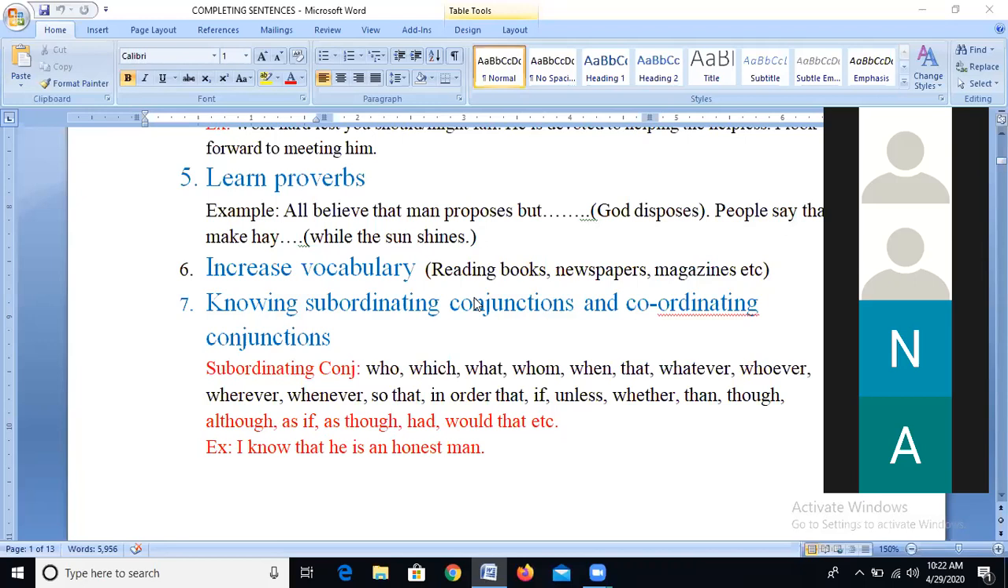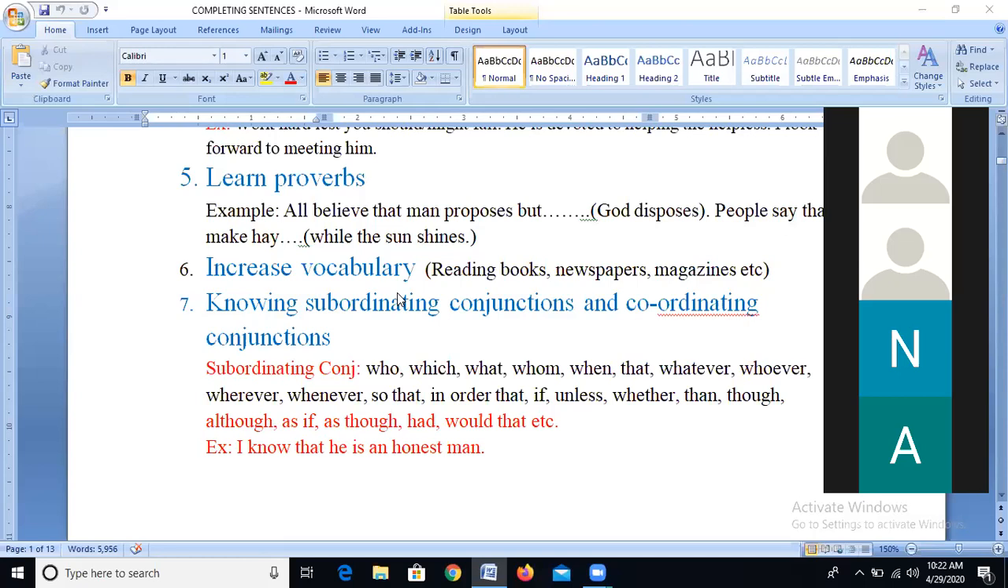Suppose you know grammatical rules, you know how to make a sentence, you know the structure of a sentence, you have sound ideas of tenses. But if you don't have sufficient words in your memory, you cannot make sentences. So if you want to improve yourself, or if you want to be a very good writer and speaker, you should have a sufficient number of words in your memory.